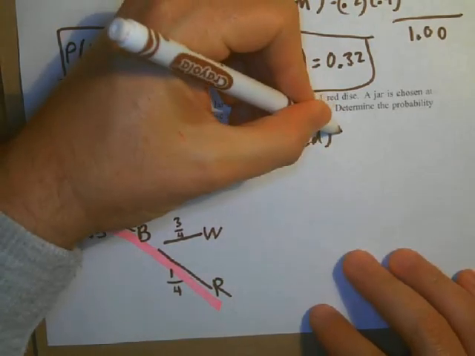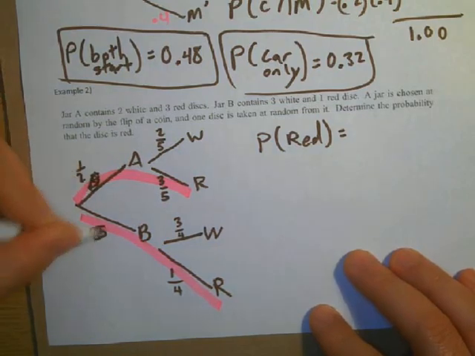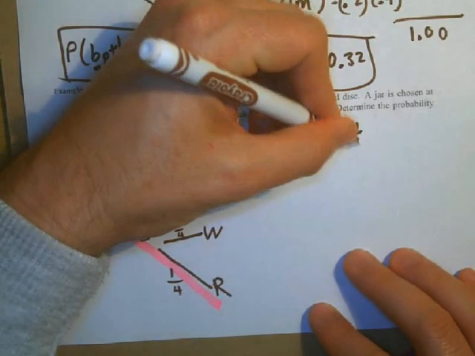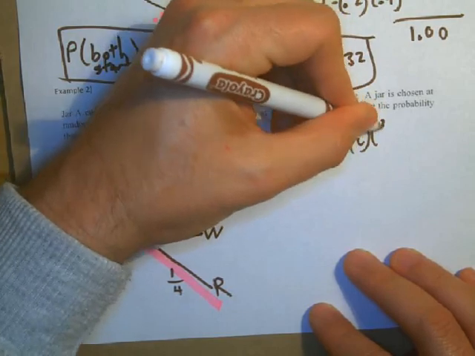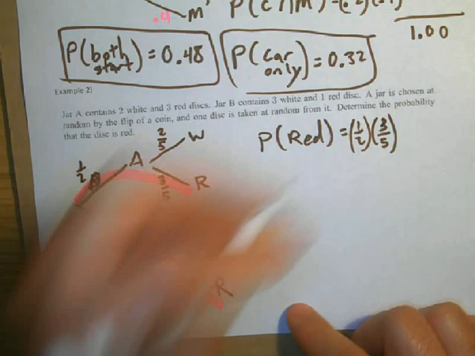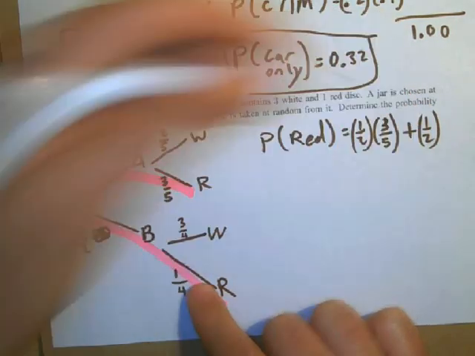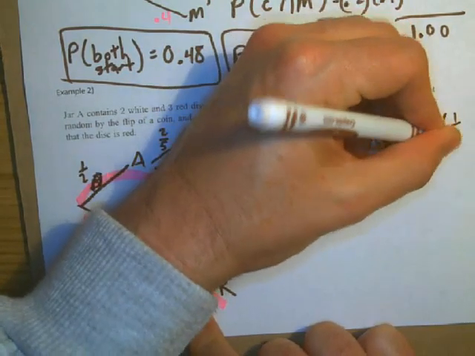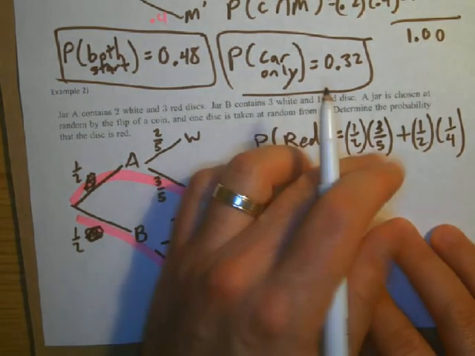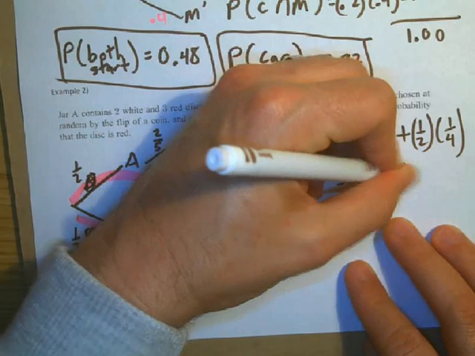So instead of writing 0.5, I'm going to call this 1/2, since I'm using fractions anyways. So it's 1/2 times 3/5. This is jar A and a red disc. And then if I go this route, jar B and a red disc, it's 1/2 times 1/4. So let's add these together. This gives me 3/10, and this gives me 1/8.